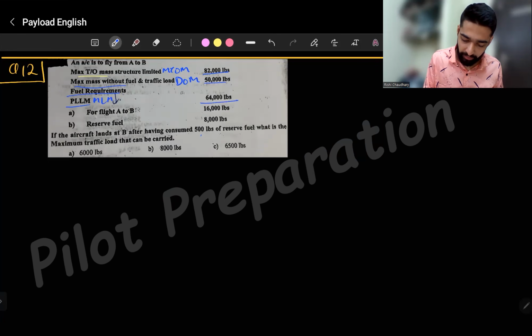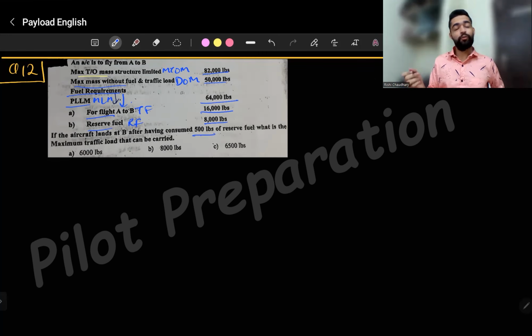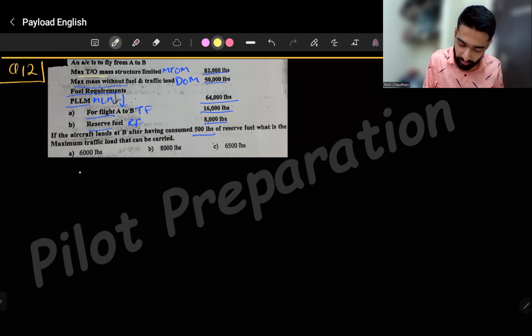Then we have the fuel requirement. This is for flight A to B. For flight A to B, this is trip fuel, and reserve fuel is this, 8,000. If the aircraft lands at B having consumed 500 lb of reserve fuel, this time the reserve fuel is also consumed in the trip fuel. With 500 lb of reserve fuel consumed, what is the maximum traffic load that can be carried? So what I know is that my trip fuel is how much?